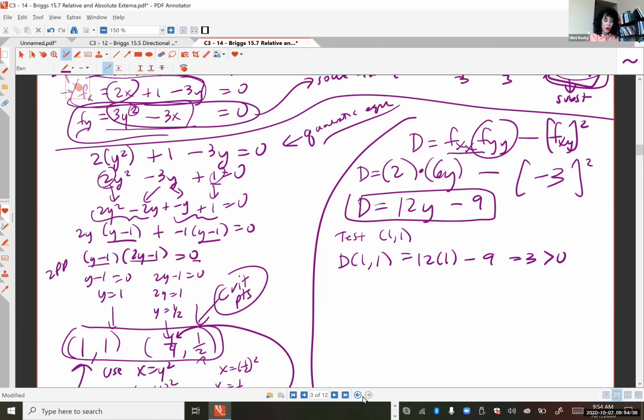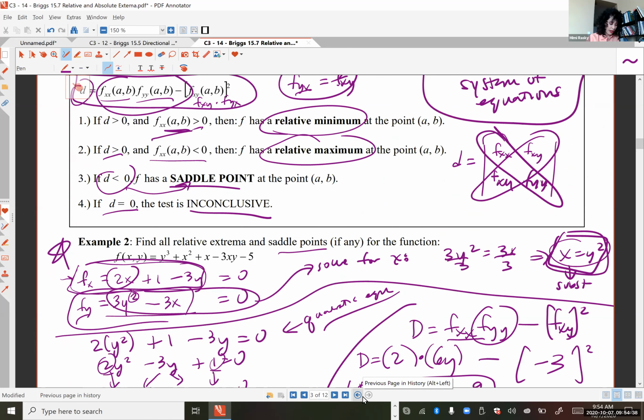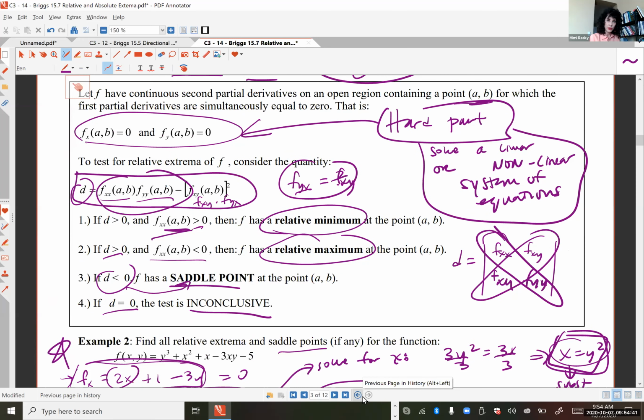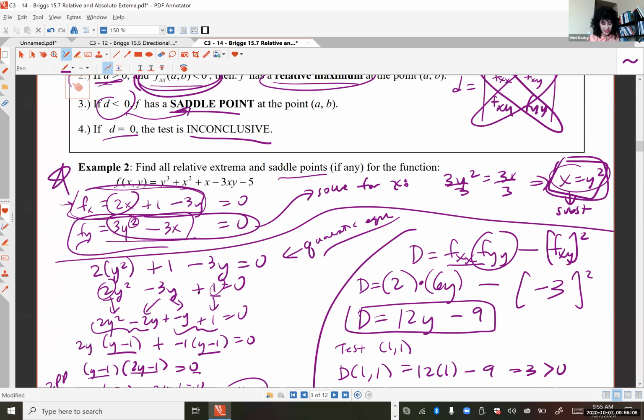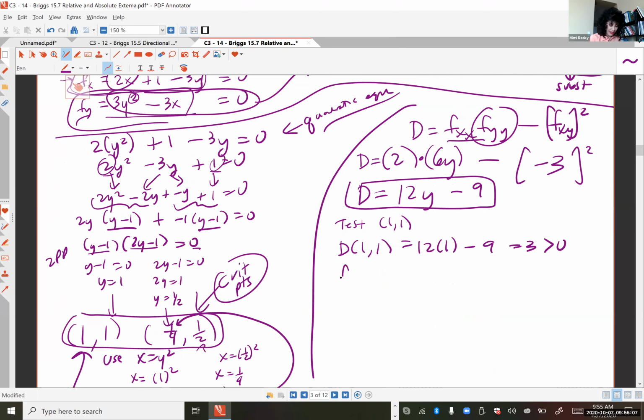Ooh. Look at the theorem. What does it say if D is positive? Do I have a max or a min, or is it still not clear? It's not clear yet. Because in both cases 1 and 2, D is positive. So in case 1, we have a min, but in case 2, we have a max. So how do we make the distinction? It's going to be either a min or max, but what's going to be the deciding factor? Whether fxx is less than or greater than zero. fxx evaluated at the point 1, 1 is going to be your deciding factor.